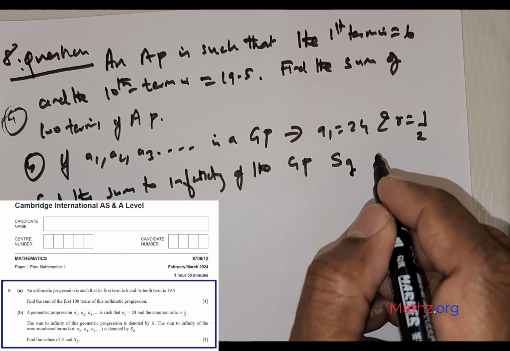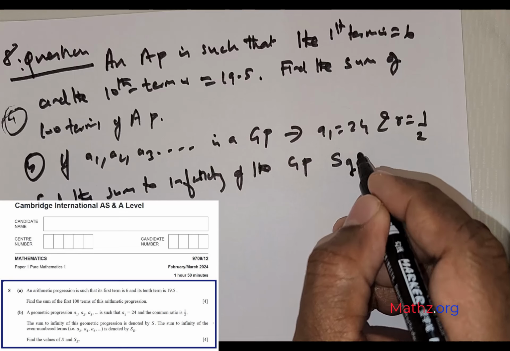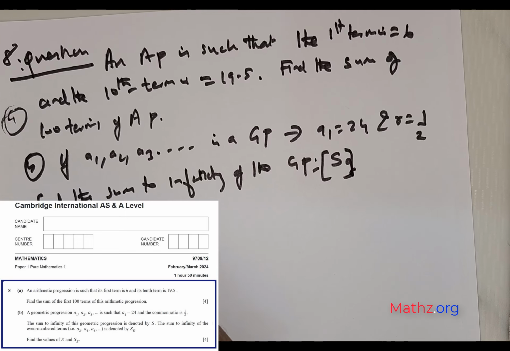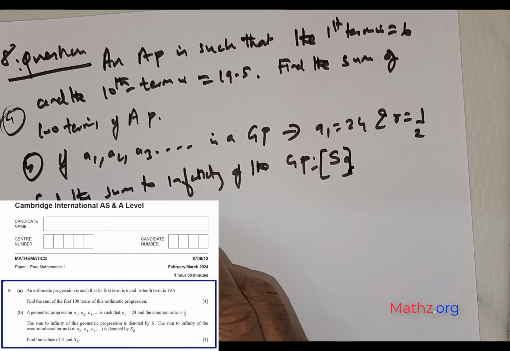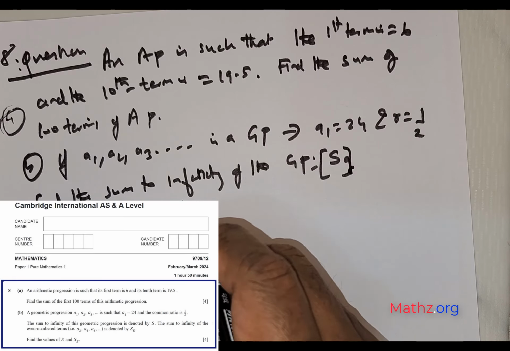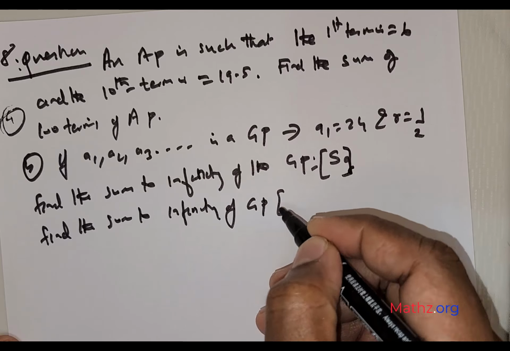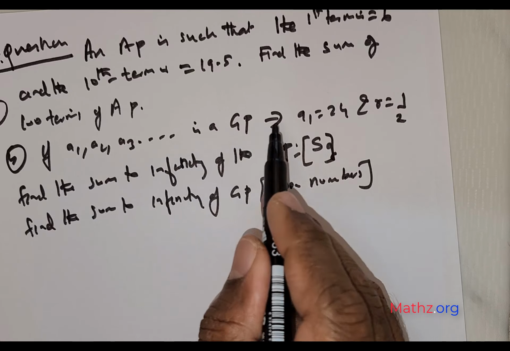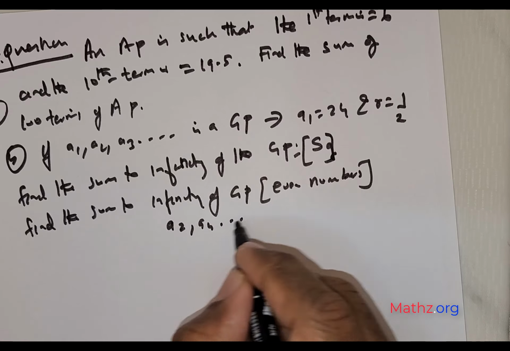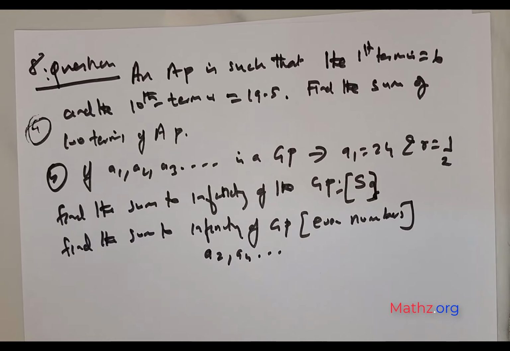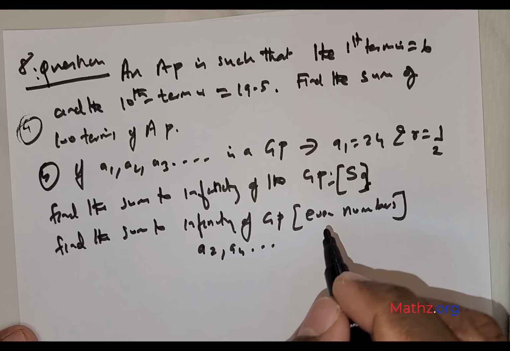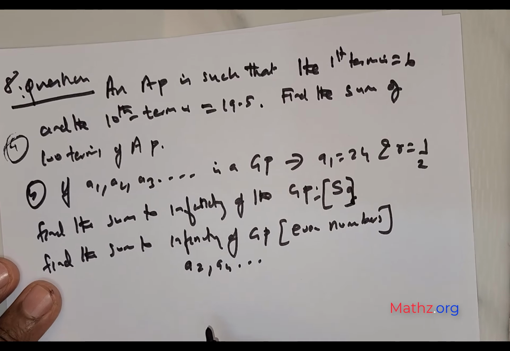Well, it is just denoted as S. We don't have to place that S suffix G. We are also asked to find the sum to infinity. This is the complete GP, so this one is going to be A1, A2, A3, etc., and this one is going to be A2, A4, etc. Only even terms. So two important evaluations have to be performed here. Having mentioned that, let me start with the first part A.